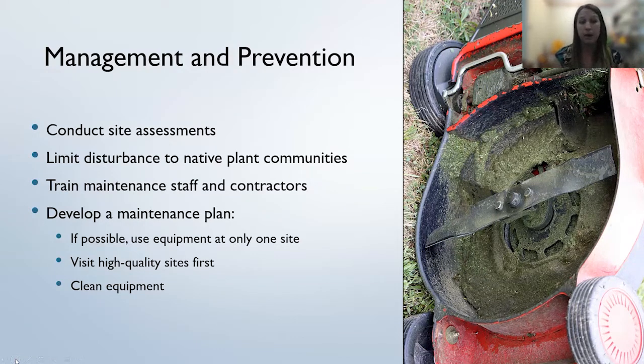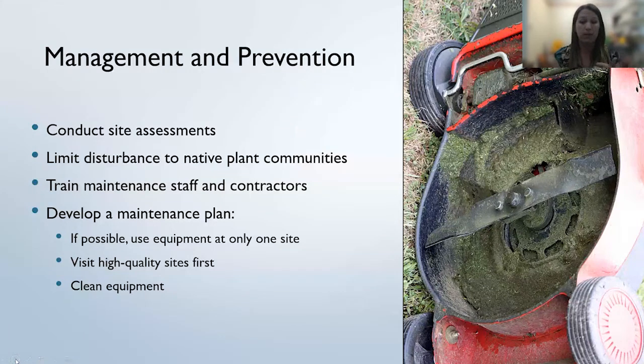From there, you want to develop a maintenance plan. A lot of times invasive species are spread through people taking contaminated equipment that has seeds or parts of plants on it from one location to another. And when that happens, it can spread that infestation from one site to another. So if at all possible, in an ideal world, we would use equipment only at one site. I know that's not really realistic for most cities because you have a lot of different properties that you manage.